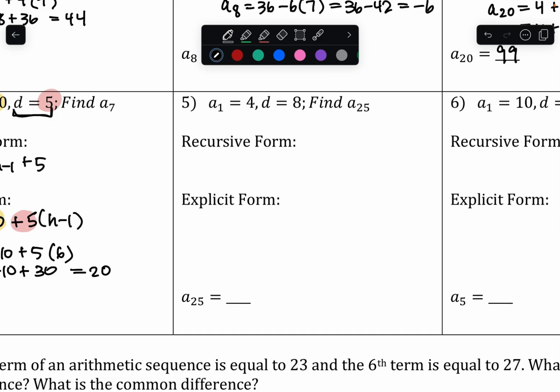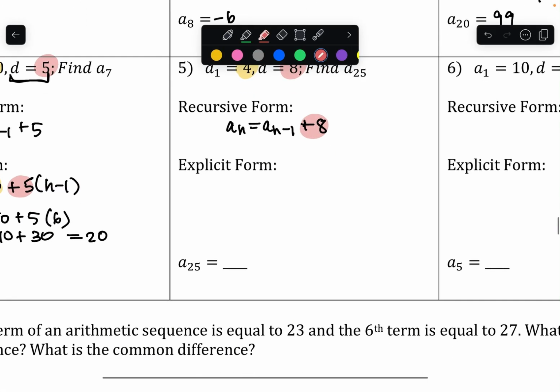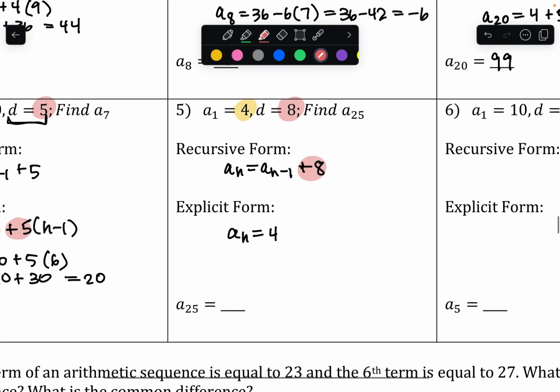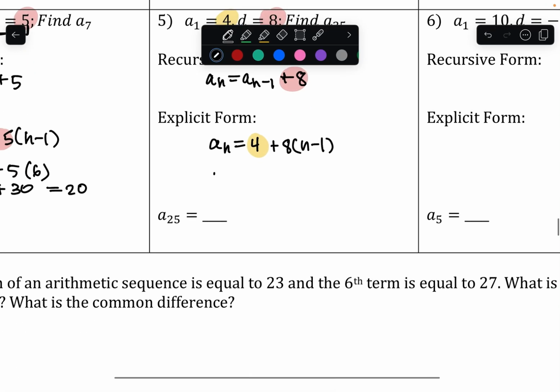Okay, here, our first term is 4. Our common difference is 8. And so that means we get to any term by taking the previous term and adding 8. That's our recursive form. So for our explicit form, we start at the 4, that first term, and we add 8 n minus 1 more times. So specifically for A25, we would take 4 and add 8 24 times. It's always one less.